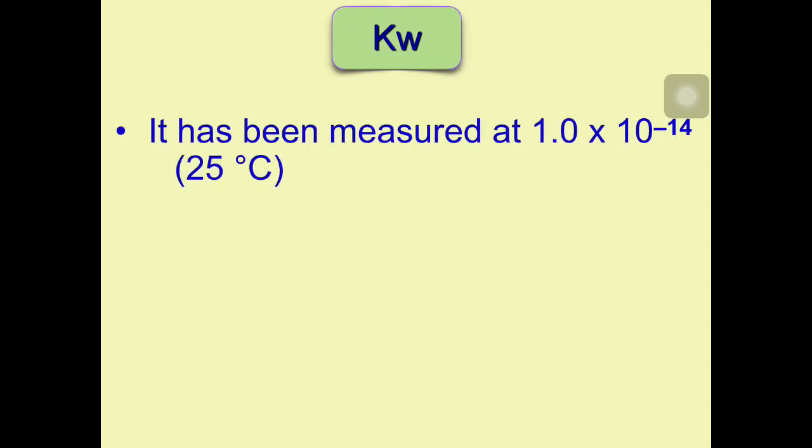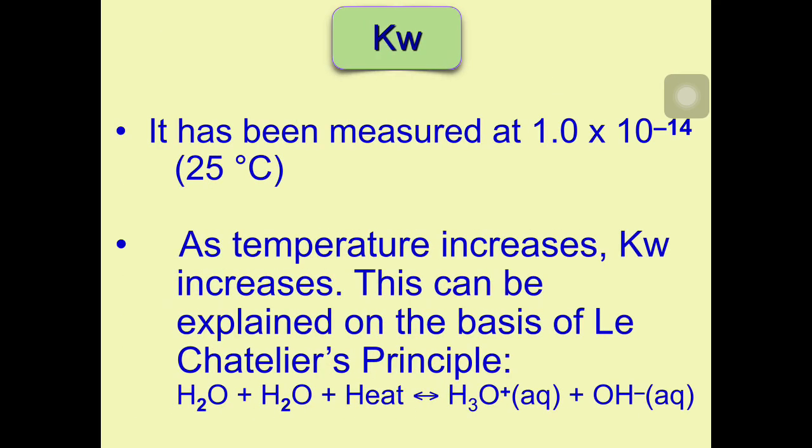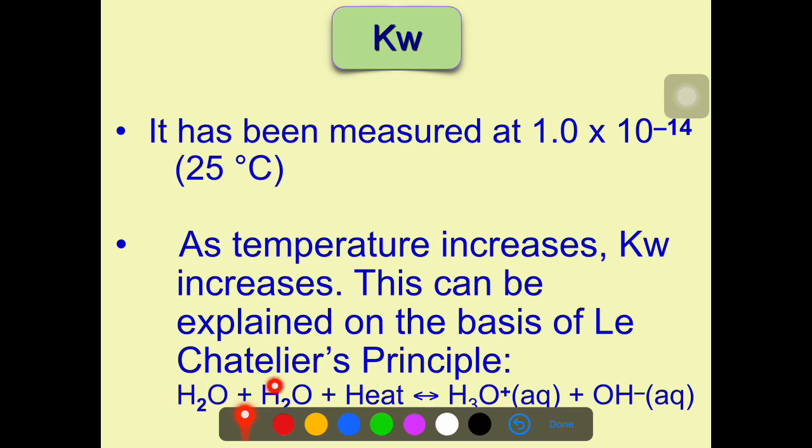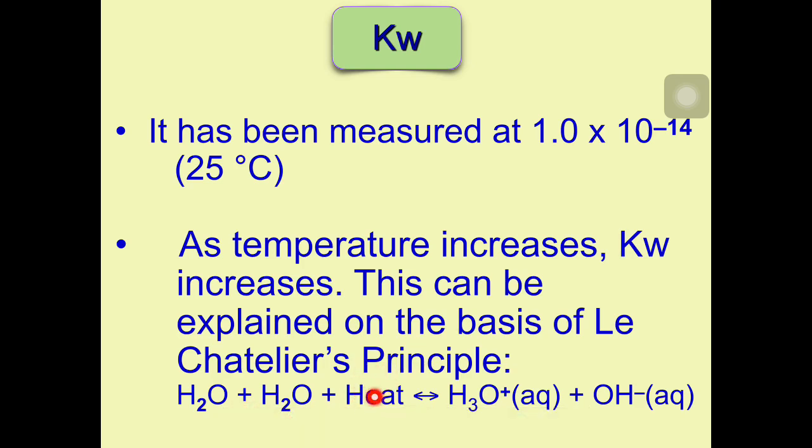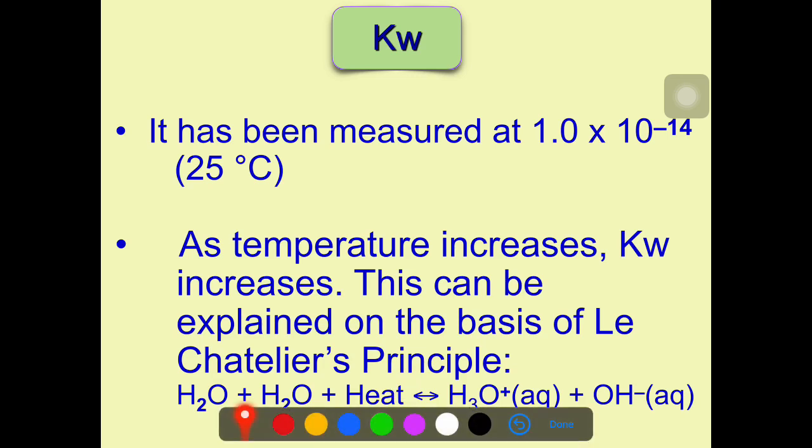Now the value of this auto-ionization constant of water is 10 raised to minus 14 at 25 degrees Celsius. And as temperature increases, the Kw of water increases, and this can be explained on the basis of Le Chatelier's principle. So look at this reaction. The dissociation reaction of water is shown as an endothermic reaction. That means heat is consumed during the reaction. And therefore, if we increase the temperature, the equilibrium of this reaction will shift to the right. That means it will give us a larger concentration of hydronium ions and hydroxide ions, thus increasing the value of Kw.